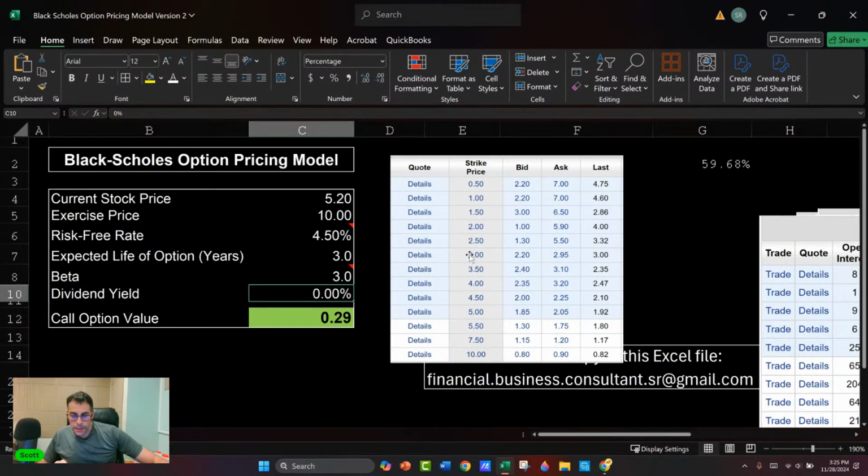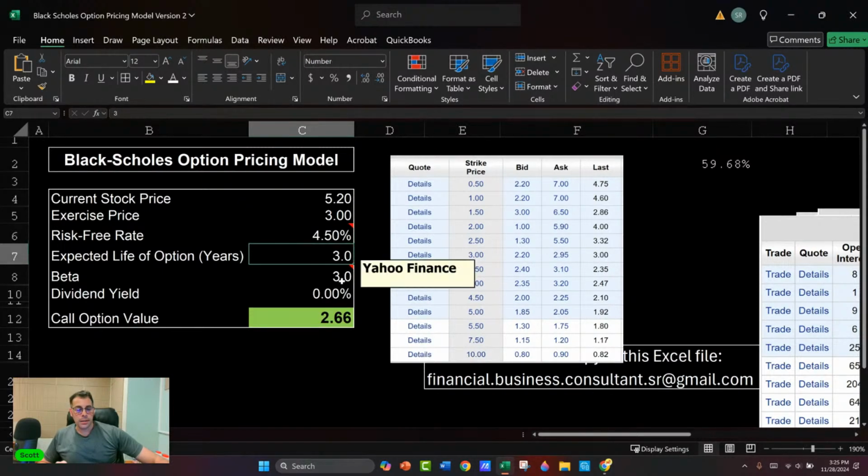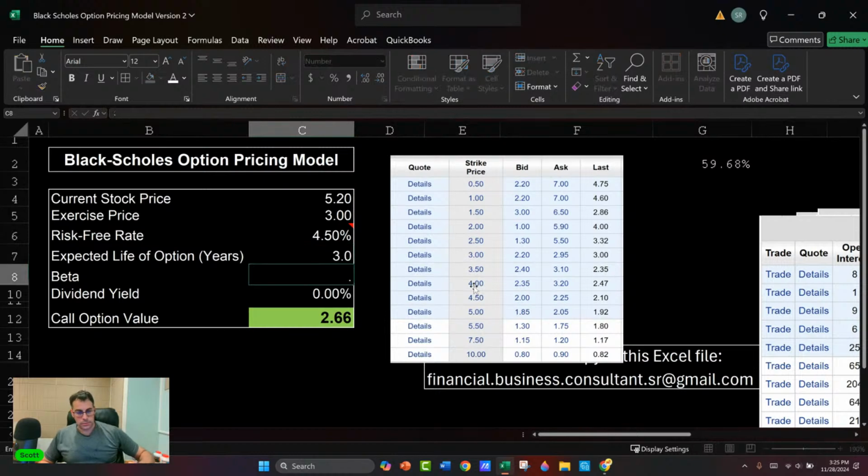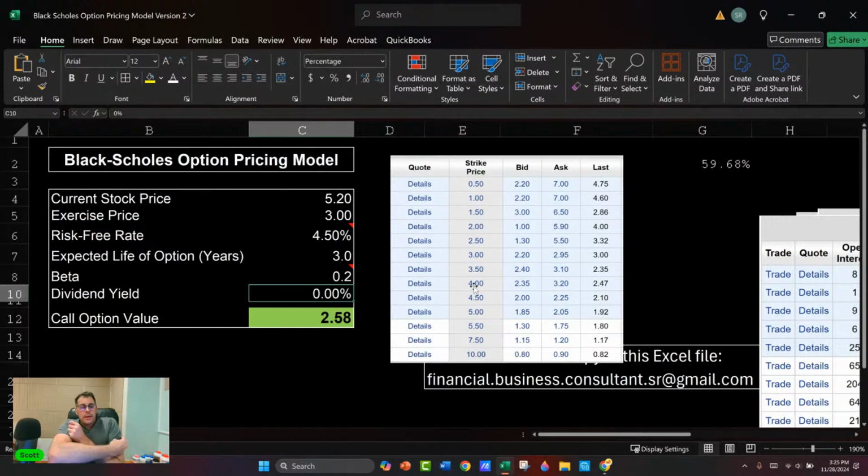Let's go a little in the money. Let's go to $3. It's worth $266, and it is trading in that range, $220 to $295. I'm surprised how the beta... I guess when you're in the money, the beta has less effect on the stock. It's interesting. Email me if you want to copy this.